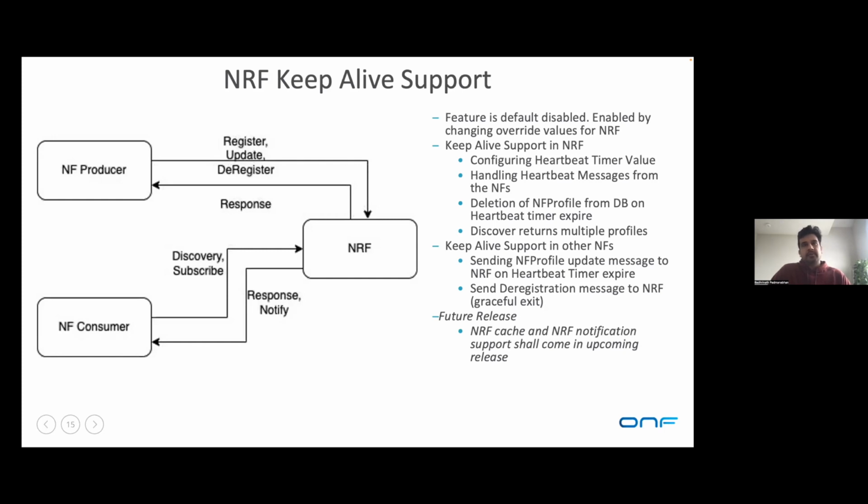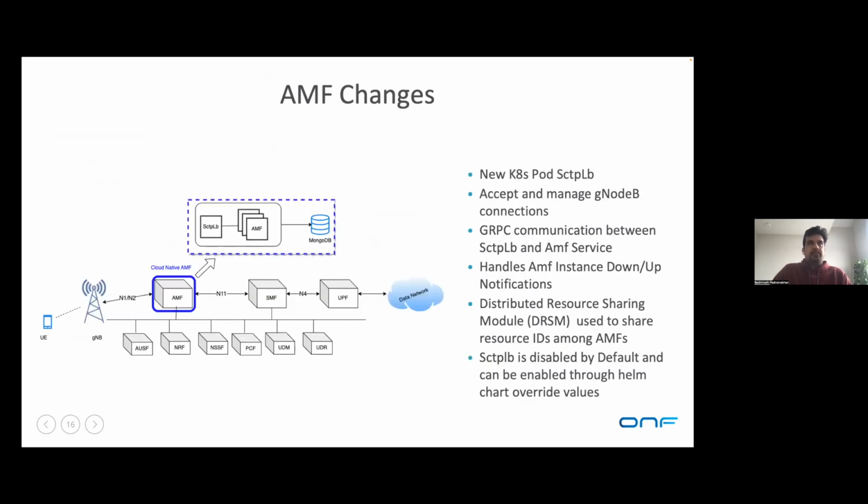On top of this, in a future release, we want to support NRF cache and NRF notification. When an NF wants to discover another service, it would first get it from the NRF once, and after that it can store it in its cache. Then it would get a notification from NRF if any of these cache items have expired and those profiles are not active. Then it can revalidate its cache and do a discovery to NRF again. So this is about the NRF keep alive feature.